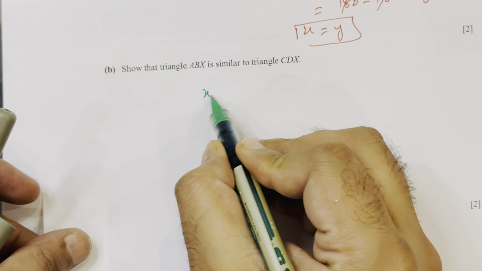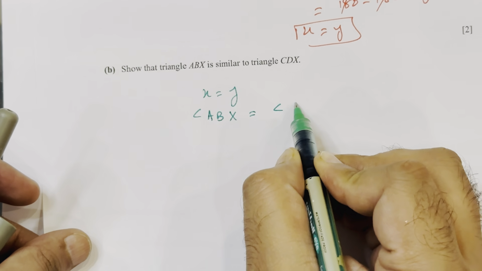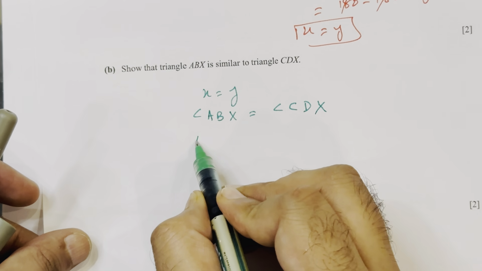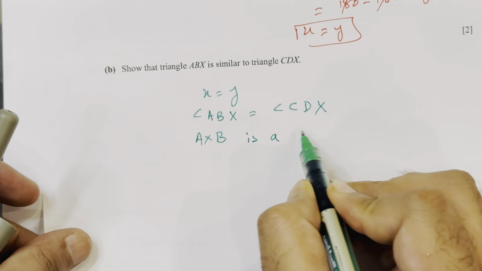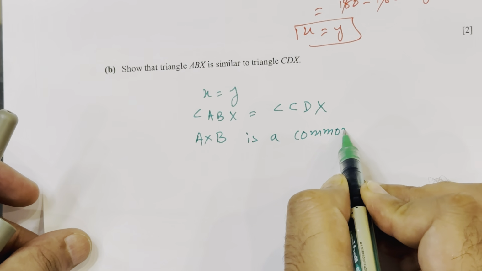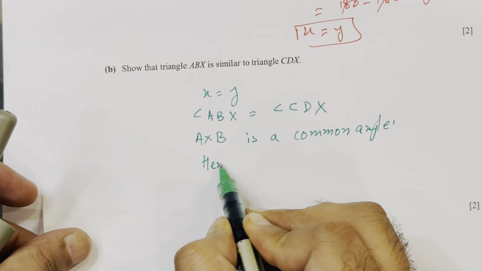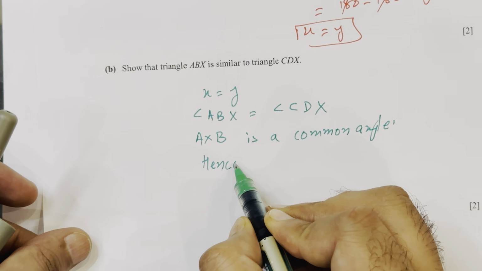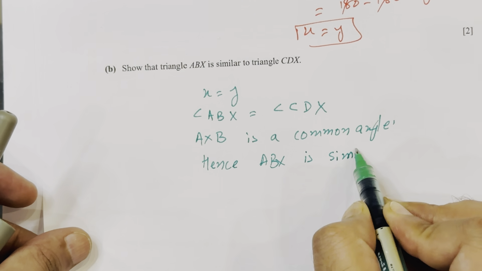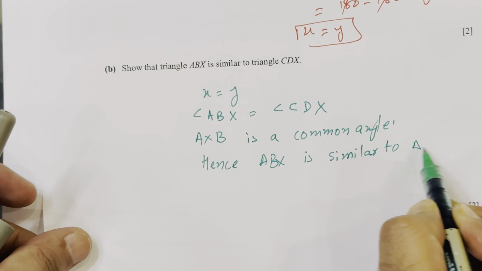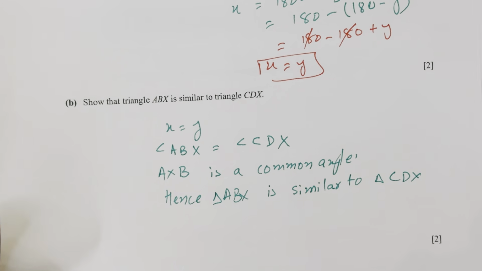So first we're gonna write x is equal to y, then angle ABX is equal to angle CDX. Also AXB is a common angle, hence triangle ABX is similar to triangle CDX. Okay, so we have completed this question.